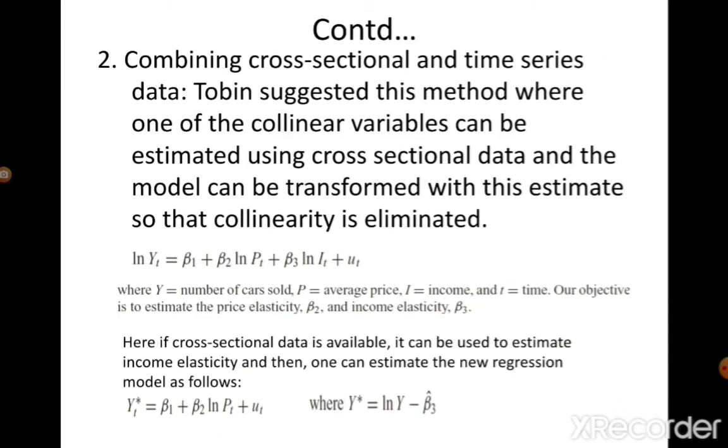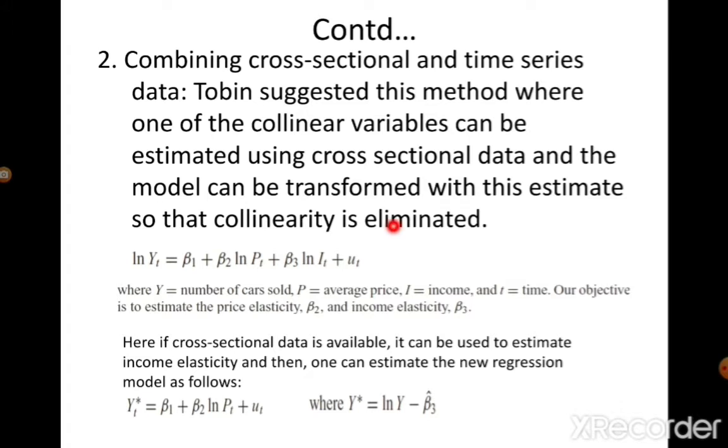Another procedure, suggested by Tobin, was to combine cross-sectional and time series data. He suggested this method when you are dealing with time series data and the variables at hand are very collinear. So if one of these variables can be estimated using cross-sectional data, then its value can be plugged into the original model and the modified model can then be estimated. You will understand it better if you look at this example.